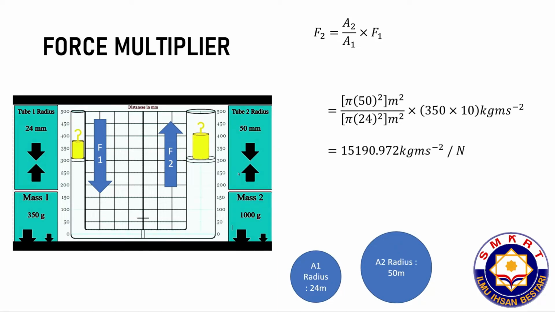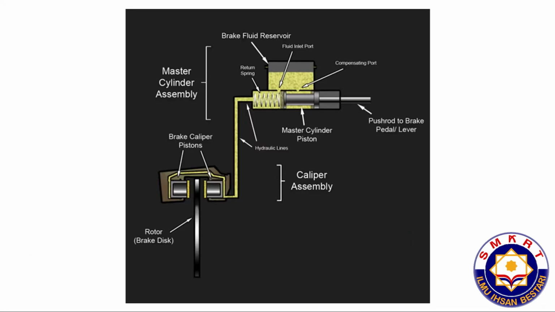And for the sake of simplicity, let's just use meters instead of millimeters, and also the gravitational acceleration, g, being 10 m/s². After calculating, we can see that the output force produced is greater than the weight of the block, therefore pushing it upwards. Now we get to the car brakes.